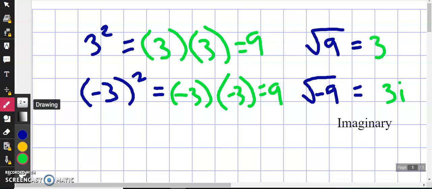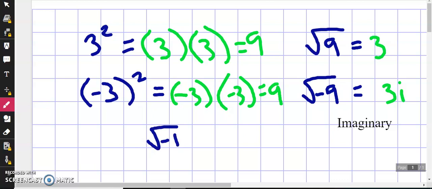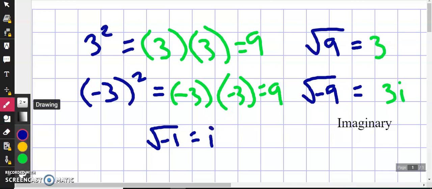So when you see that i, the square root of negative 1, we just write down the letter i. By the logic that we've seen in the first two examples we worked, that tells me that i squared has to equal negative 1. Let's see how this works with a couple more examples.